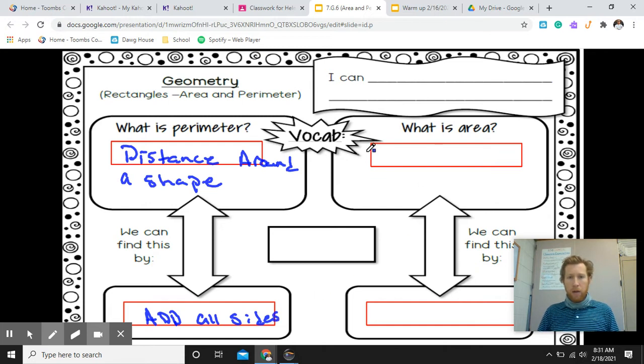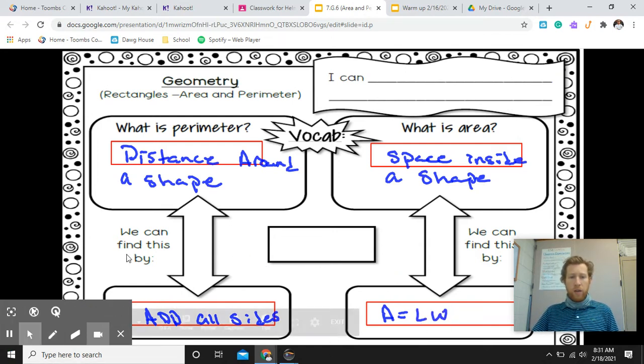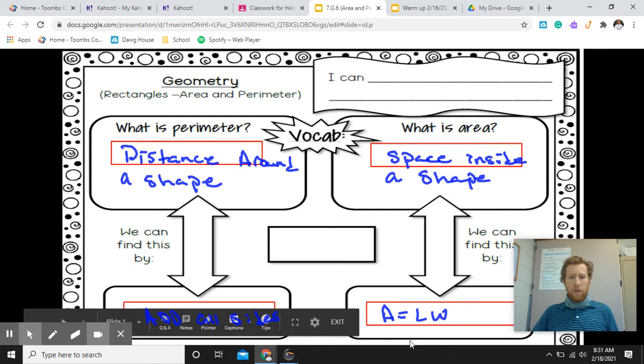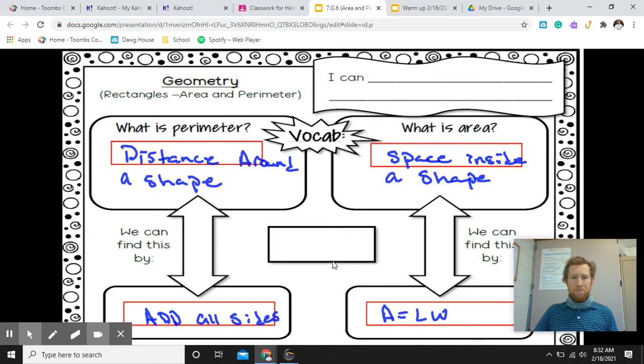Okay. Area. Area is the space inside a shape. For a rectangle or square, we find this by saying A is equal to length times width. Realize this is a different formula than what you're used to with a triangle. So if you don't have that down, take a second to pause, get what you need, because we're moving on.